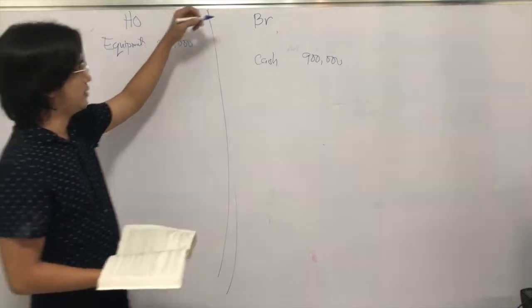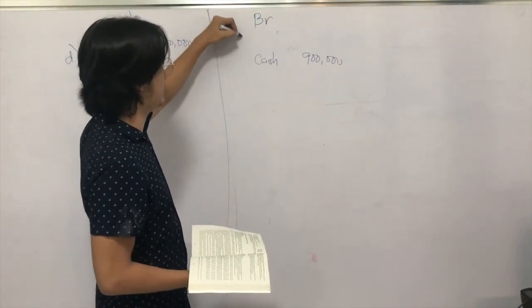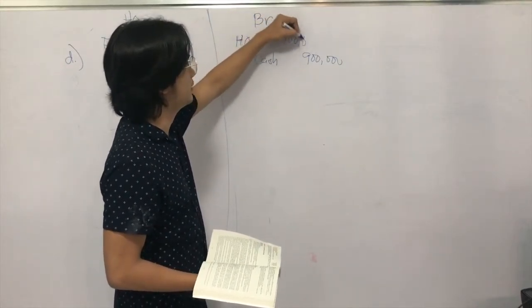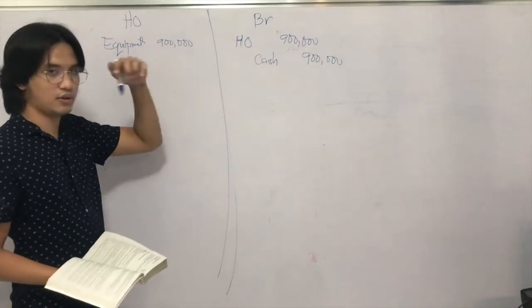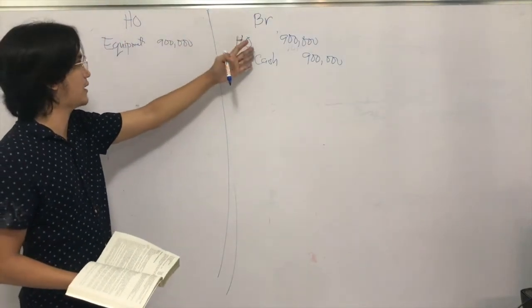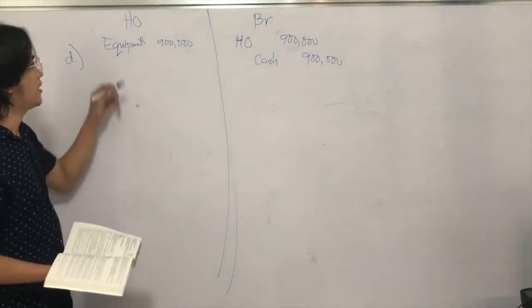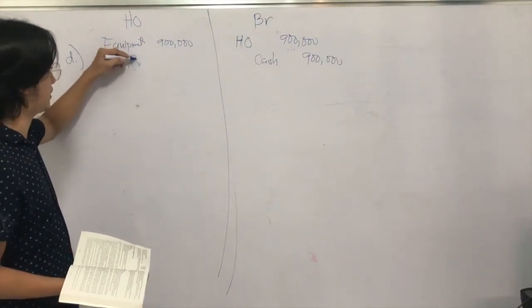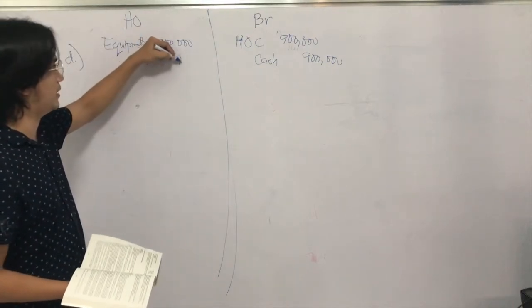So next, instead of debiting equipment, what you debit is home office, 900,000, because this is treated as a transfer. You can just assume that there is a transfer of equipment from the branch to the home office. And then this is branch current. We were using branch current. So, home office current, branch current, 900,000.